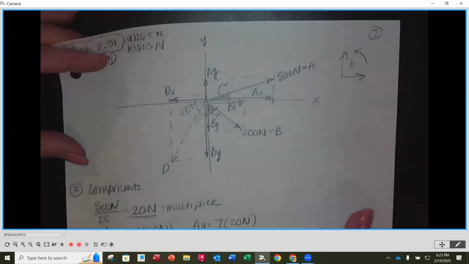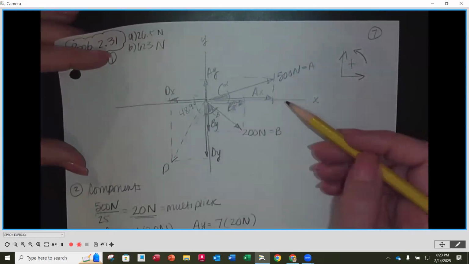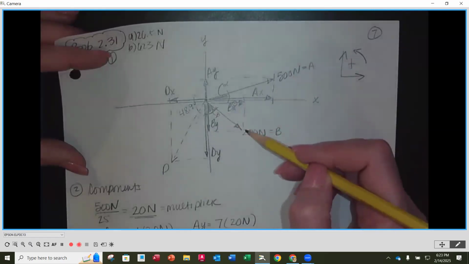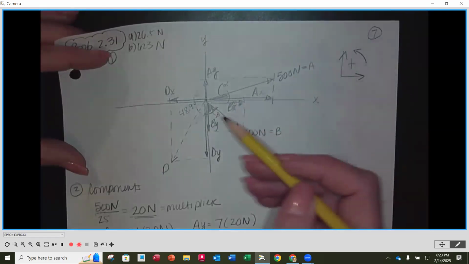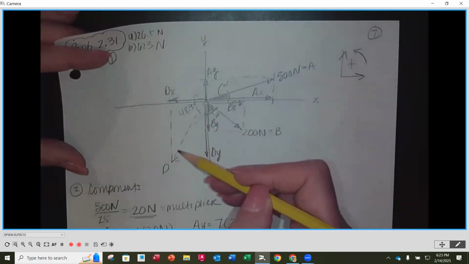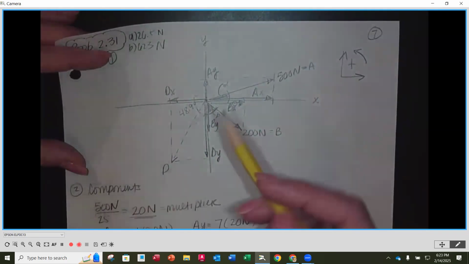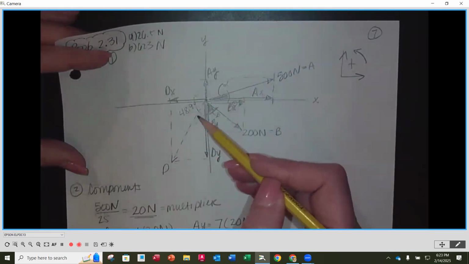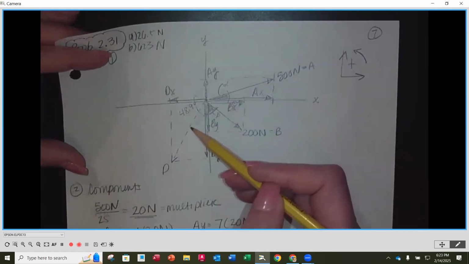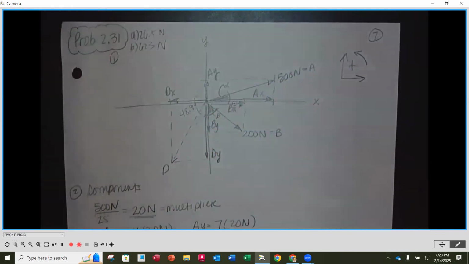Now, what we have going on is a 500 Newton force, and a 200 Newton force. And then we have this cable that's going down that's holding up, I think, a pole of some sort. And what we need to find is the force along this cable, if I remember correctly. Now I better look at the problem.